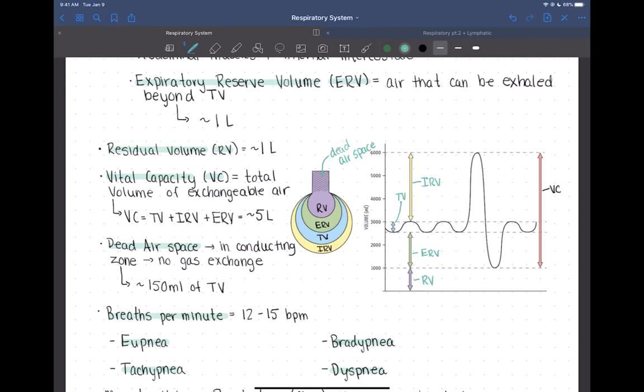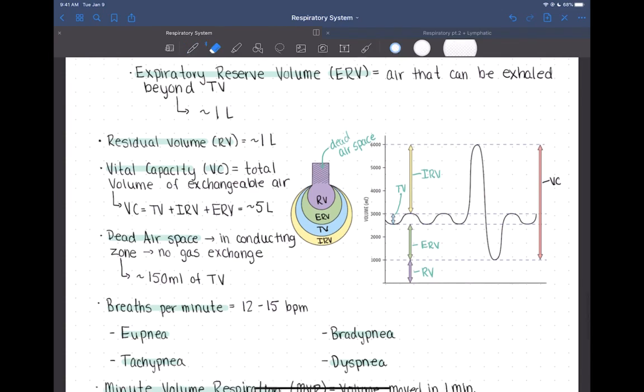All right, and so typically the dead air space will be around 150 milliliters, okay? But with somebody who has some sort of obstructive disease, it could get higher, and we talked about emphysema, where you can't exhale all of the air in your lungs. That would certainly increase that amount of dead air space, which means you're decreasing the amount of air you can actually exchange. All right, so that would be taking from your vital capacity.